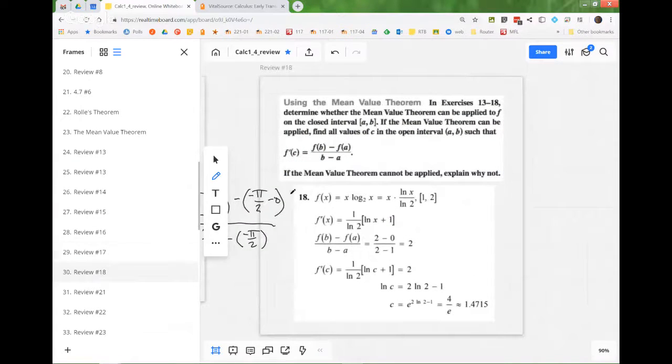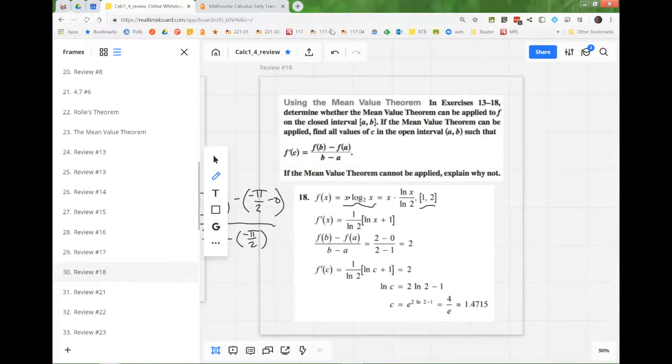So here's number 18. It's another one of those mean value problems. Okay, so we've got a log situation here. And a logarithm is a continuous function as long as we're in the interval and we don't go negative. And notice we don't. The interval is 1 to 2. So here's our function, x times the log base 2 of x. So that's a product rule. We got a multiplication sign there in between.